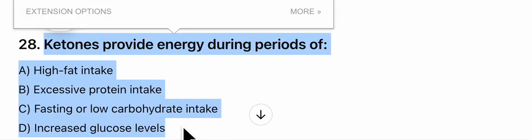Ketones provide energy during periods of A. High fat intake. B. Excessive protein intake. C. Fasting or low carbohydrate intake. D. Increased glucose levels.